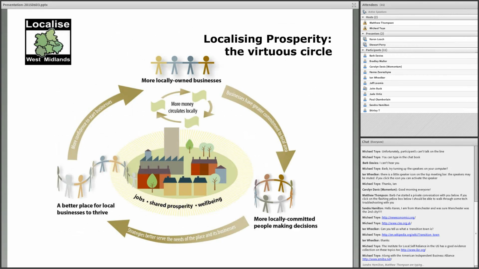So this is the virtuous circle that we've then featured on our Localising Prosperity website now, in which a higher proportion of local businesses first contributes directly to local returns, but then also means that there's a higher proportion of locally committed people making decisions. And that creates a good environment for businesses to thrive, and that means more success, and the whole thing becomes circular in a very positive way.